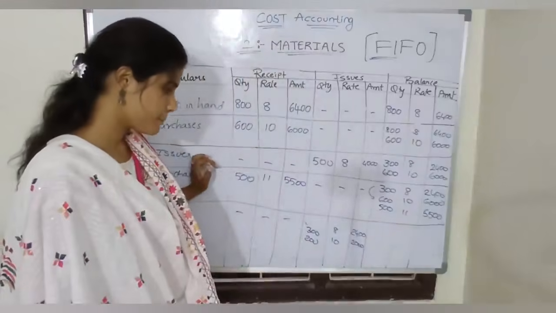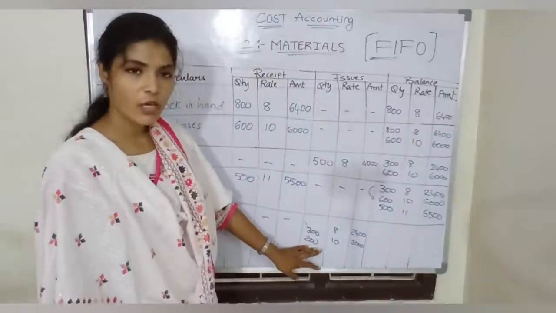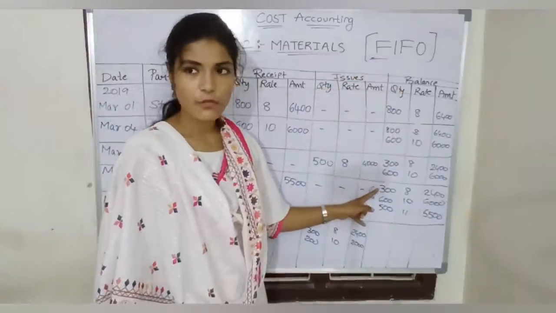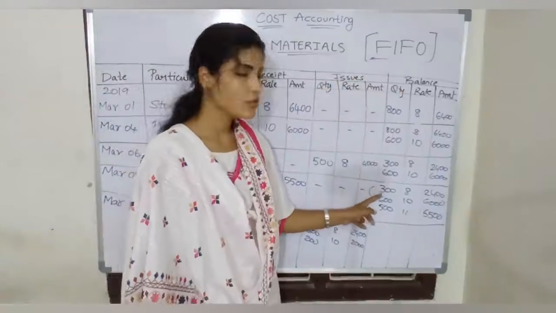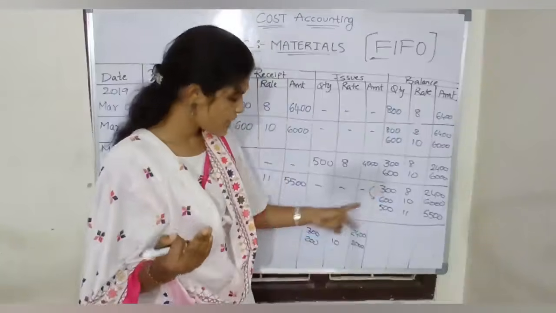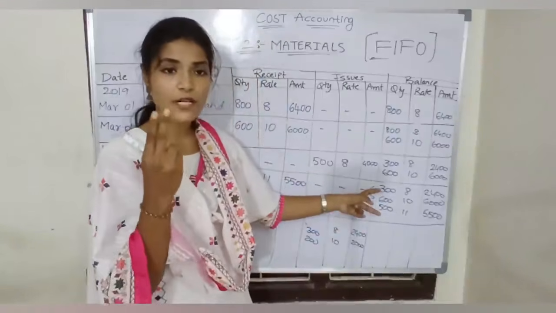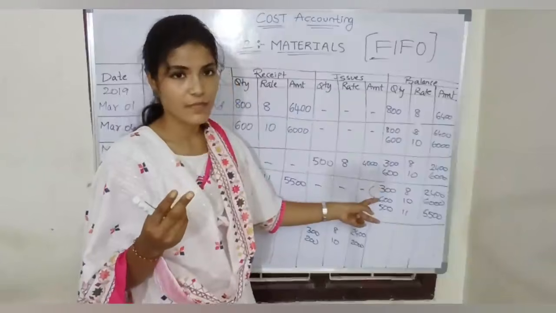Okay. So 500 we want. Which method are you using? FIFO method we are using. First one we can use now. In the first lot, only 300 goods we are having. We have used the 300. After completing 300, still we want 200. Then we will go to the second one.